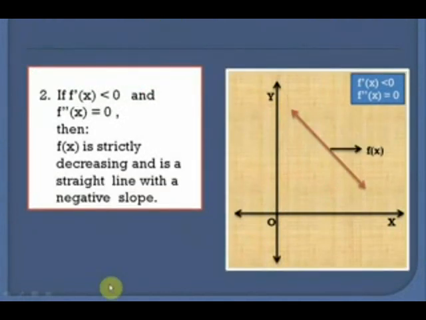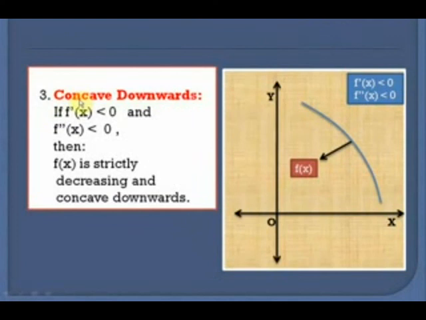The second type of strictly decreasing function is if f dash x is less than 0 and f double dash x is equal to 0. Then in such a case we say that f(x) is a strictly decreasing function but is actually a straight line with a negative slope. So this is the graph of y equal to f(x). Actually it is not a curve, it is a straight line, and we see that the slope of this line is negative. So f dash x is less than 0. So the condition is again f dash x should be less than 0 and f double dash x should be equal to 0.